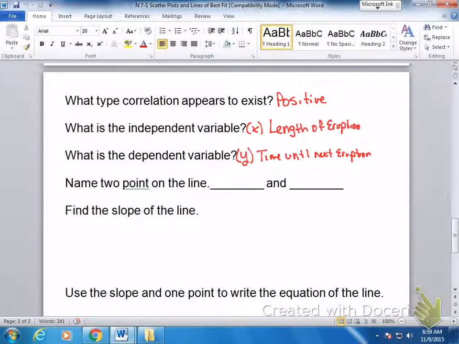Then it just says name 2 points on the table. Well, that's easy. It gave us several. I'm just going to use 2.5 and 62. And then on the other one, I'm going to use 3.5 and 75. But again, that's not really super important which 2 points you pick. What matters is that you pick them correctly. Okay, don't write them down wrong. I almost wrote 7.5. You don't want to do that. So the next thing it says, find the slope of that line.